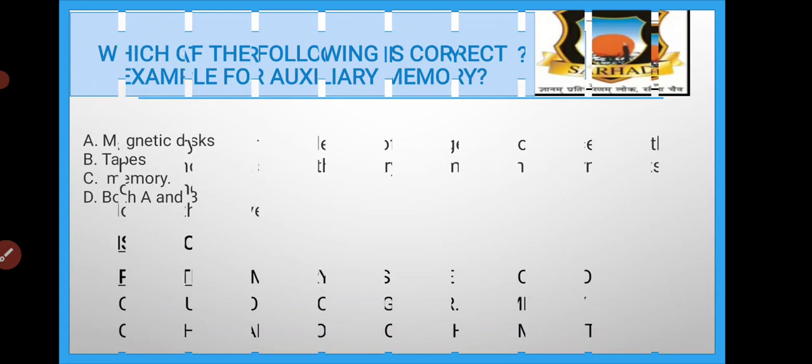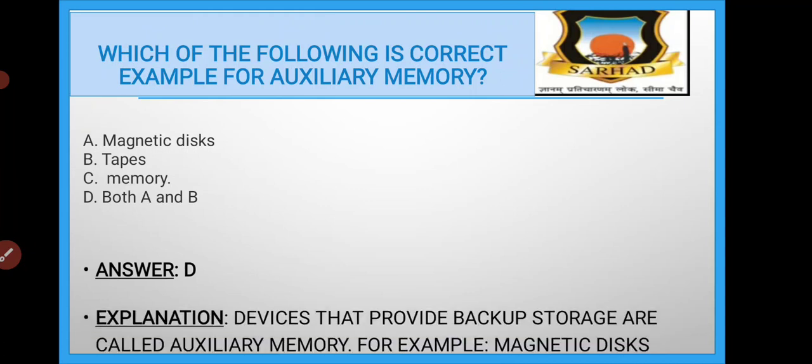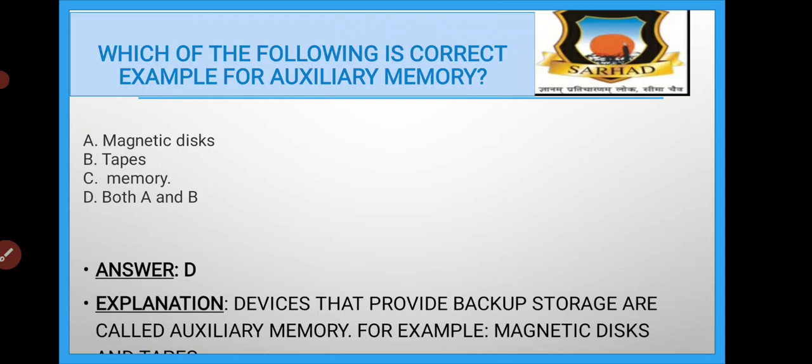Okay. Now question number 14, which of the following is a correct example for auxiliary memory? Option A, magnetic disk, option B, tapes, option C, memory, and option D, both A and B. Yes, the correct answer is option D, both A and B, that is the devices that provide the backup storage are called the auxiliary memory.